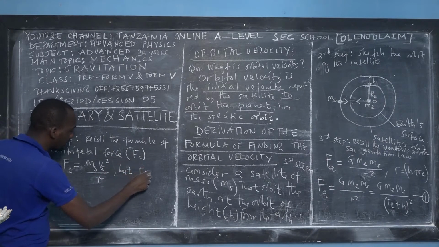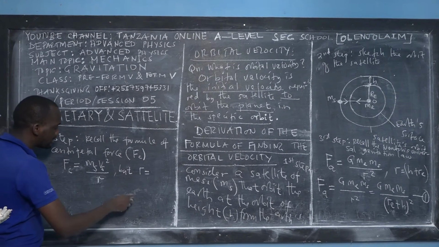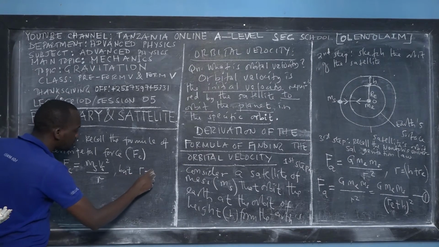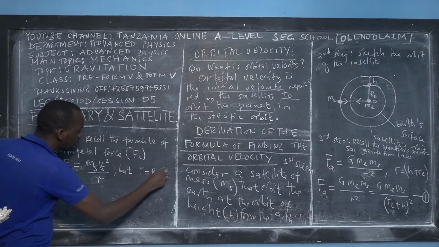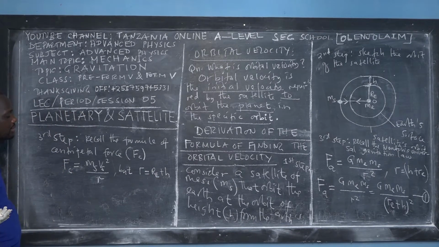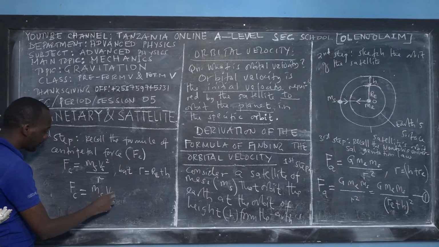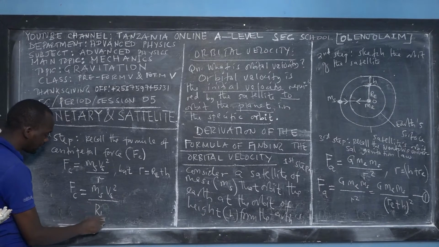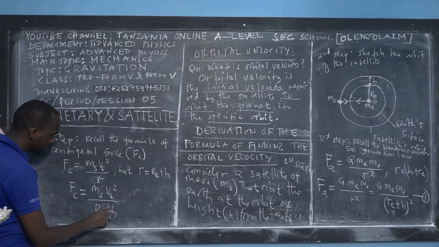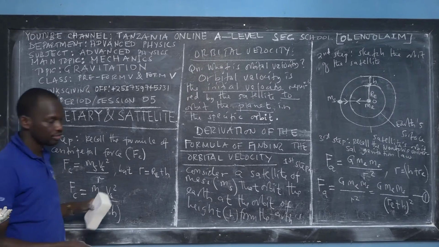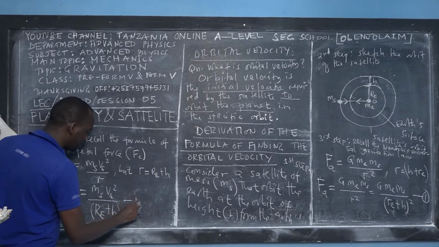But for that case, from the figure in the previous column, we said the radius of the satellite, meaning from the center of the Earth to the satellite, is equal to the radius of the Earth plus the height where we place the satellite. So the centripetal force is equal to the mass of the satellite times the velocity of the satellite, which is the orbital velocity, squared, over the radius of the Earth plus the height. Right? Suppose that this is the second equation.